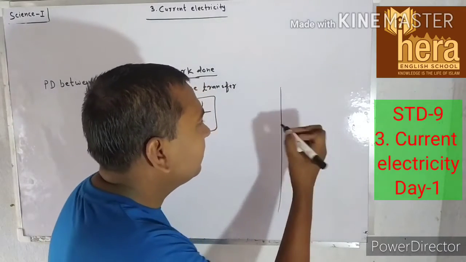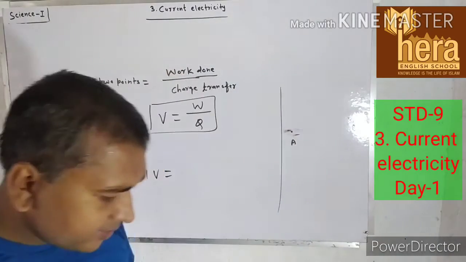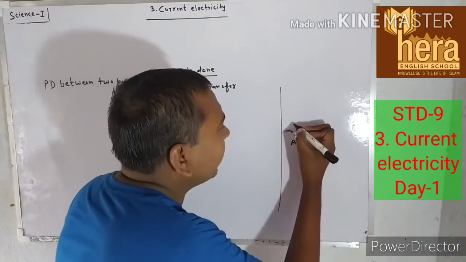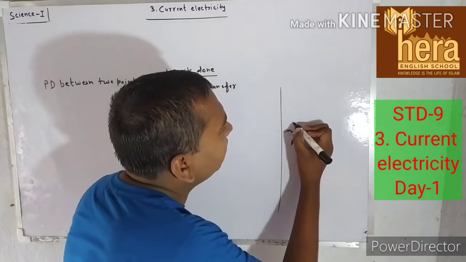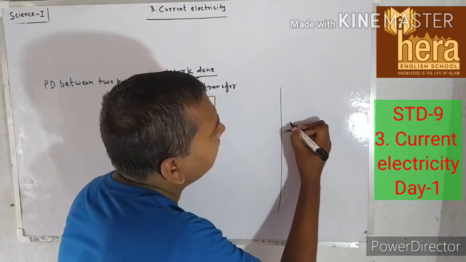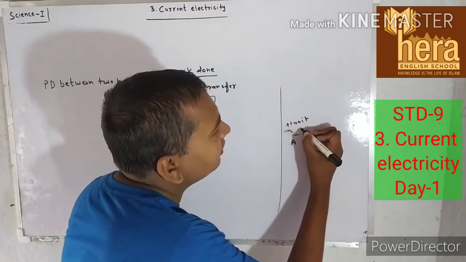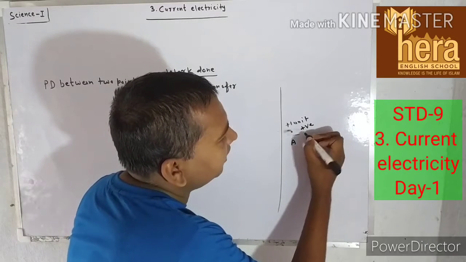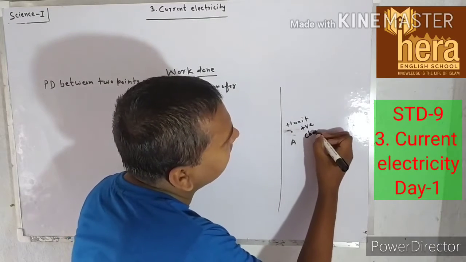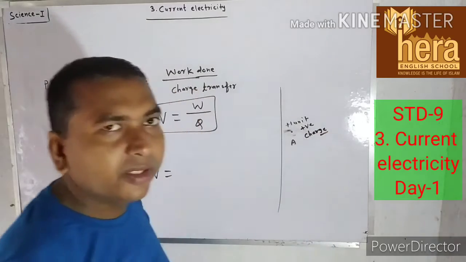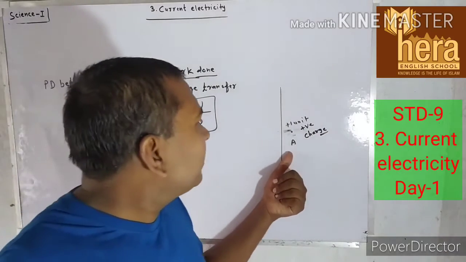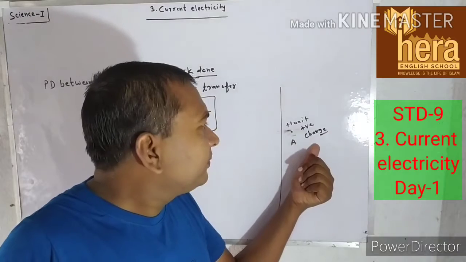Here is a unit positive charge, that is 1 plus 1 unit positive charge. Say at point A there is 1 unit positive charge.